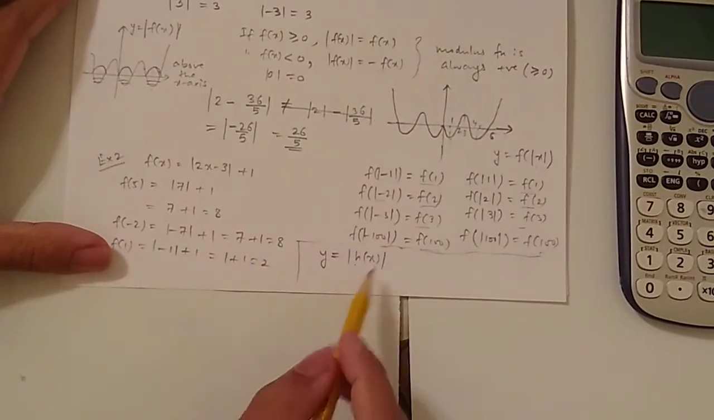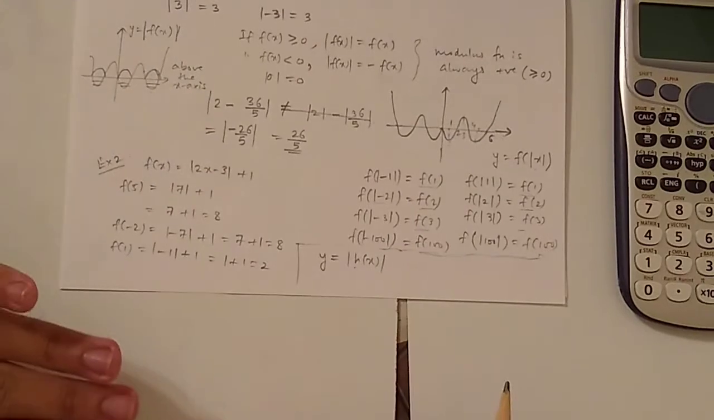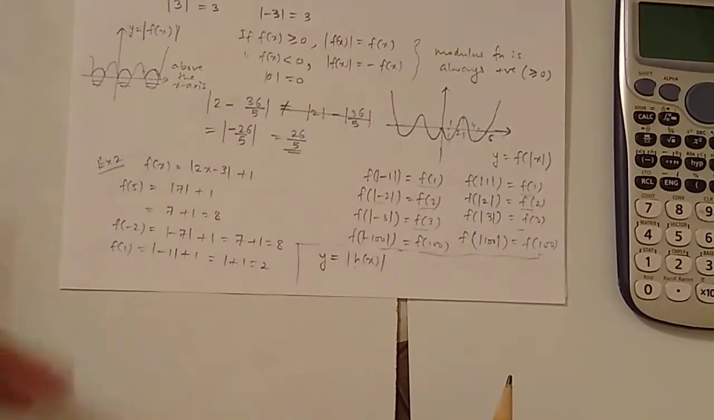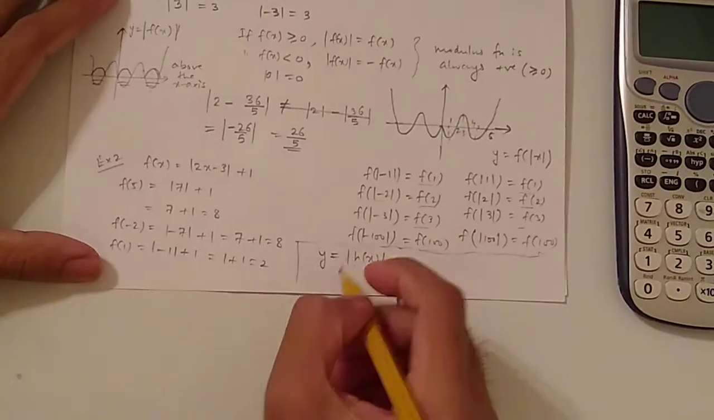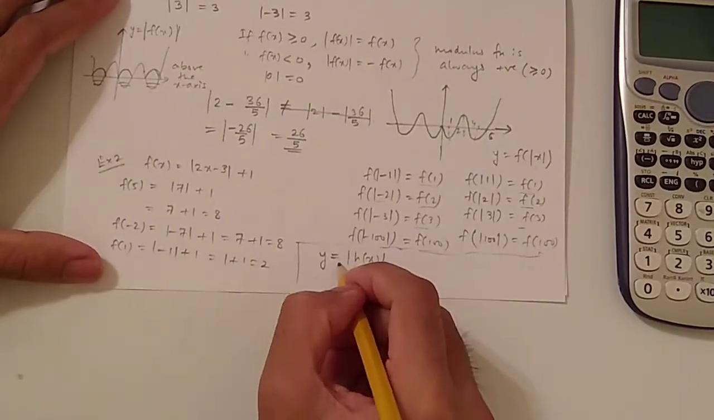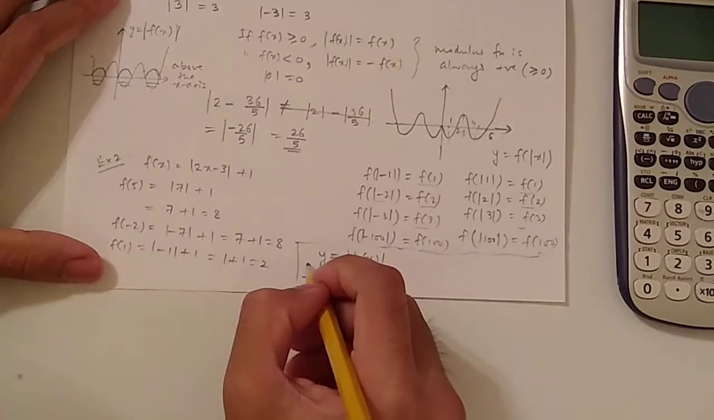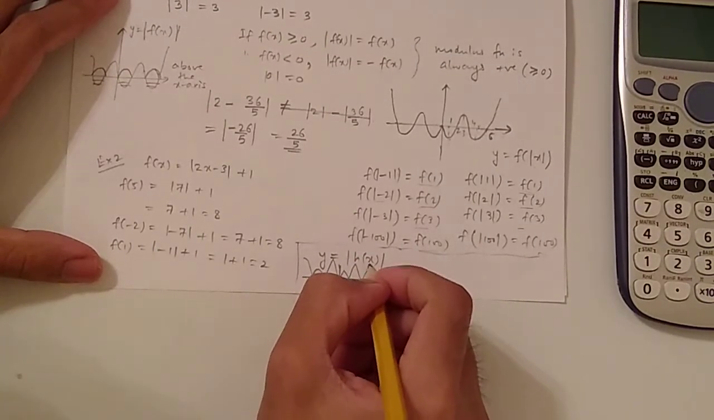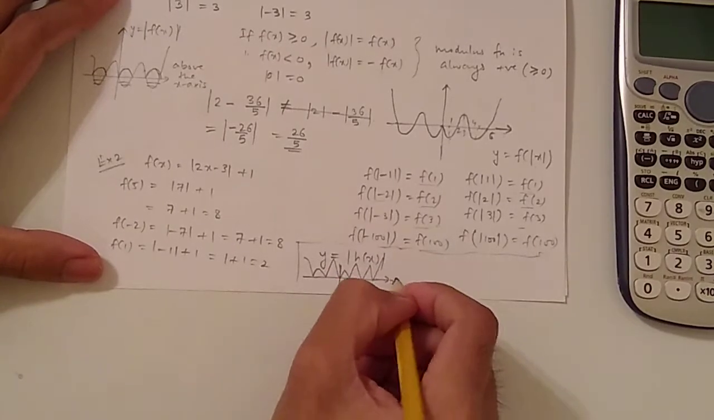So for this graph, you need to transfer all negative portions below the x-axis to above the x-axis. So such a graph is going to look like, let's say, this. This graph is never going to go below the x-axis.